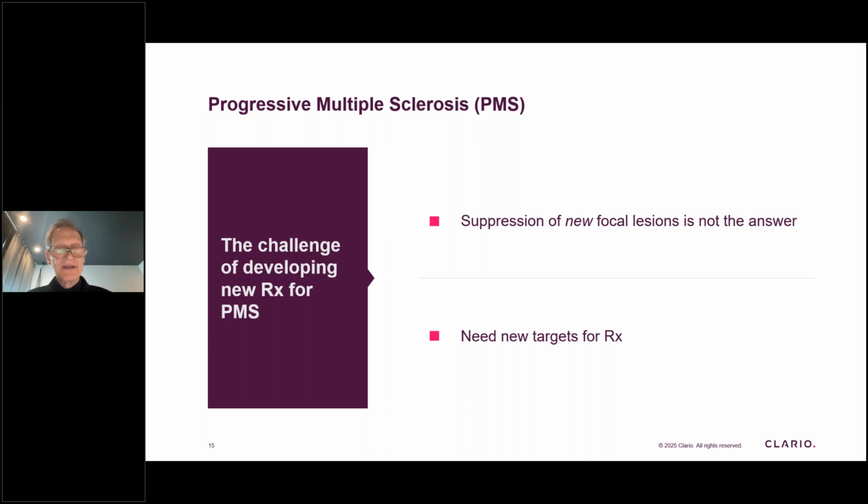So the suppression of focal lesions is clearly not the answer to preventing progressive disease, and we need to understand the basis for that pathology, and then we need new targets for treatment in order to suppress that pathology.